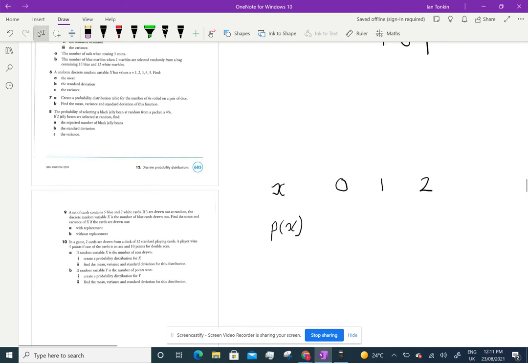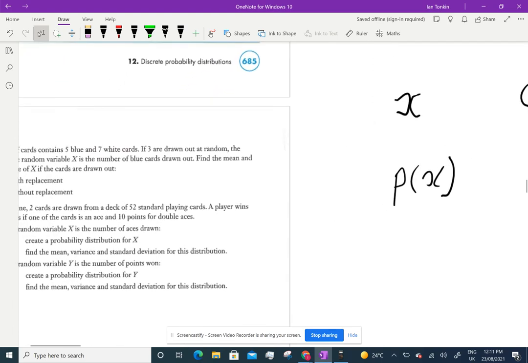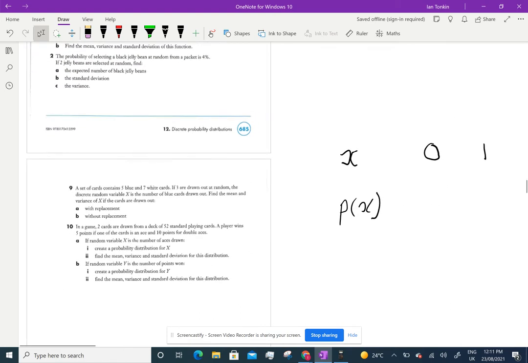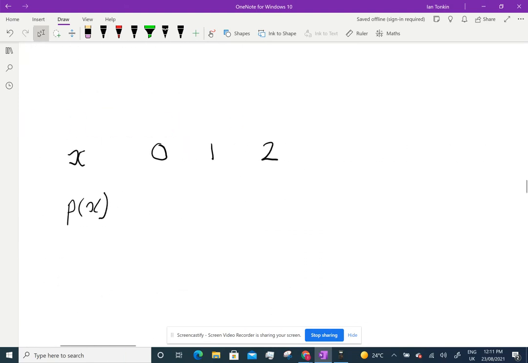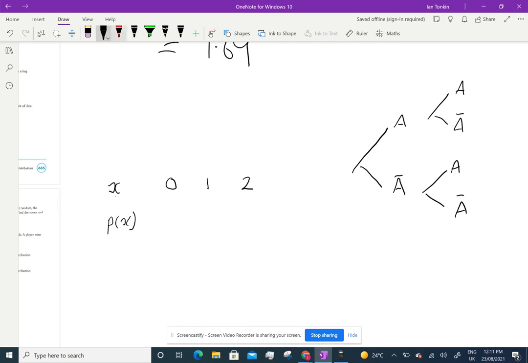Well, I need to work out how this is going to work, how I'm going to get this. So I'm going to draw a quick tree diagram. So am I replacing these cards? Two cards are drawn from the deck. I'm assuming non-replacement. So I can either get an ace or not get an ace. And I can either get an ace or not get an ace. Now there are four aces in a pack. So 4 on 52. And that's going to be 48 on 52.